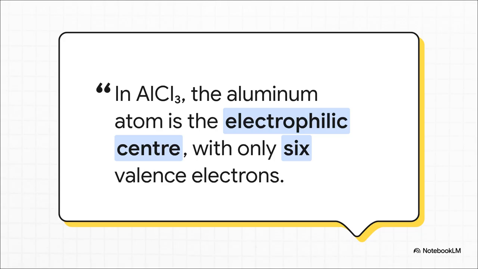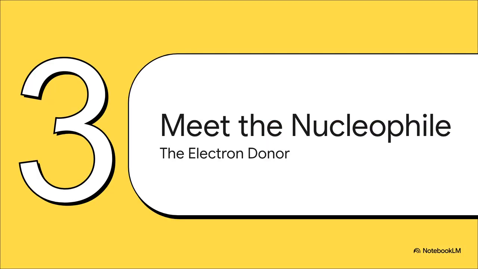See, the action is all happening right on that central aluminum atom. It only has 6 electrons in its outer shell, but it desperately wants a stable set of 8. So that spot, right on the aluminum, is what we call the electrophilic center. It's the exact point of attack for any incoming pair of electrons. Of course, every seeker needs a provider. An electrophile can't dance alone. It needs a partner. And that partner is the nucleophile.